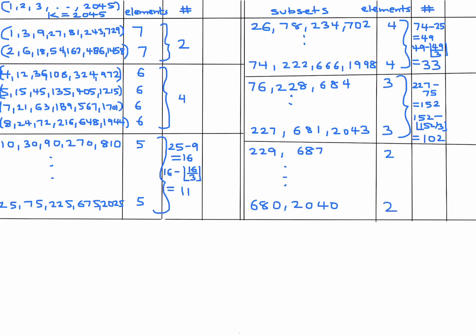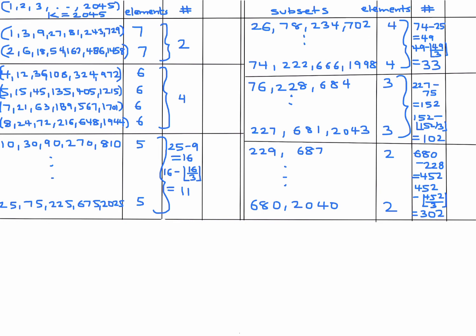All right. So again, 680 minus 228. And that is 452. And then, of course, 452 minus 452 divided by 3, the integer value. And that gives me 452 minus 150, so 302.